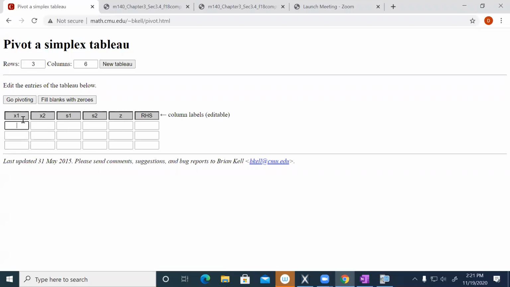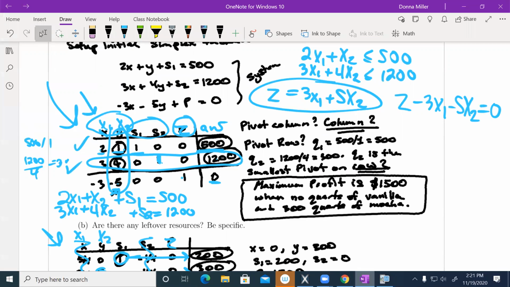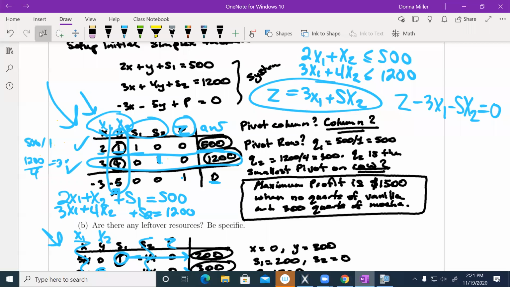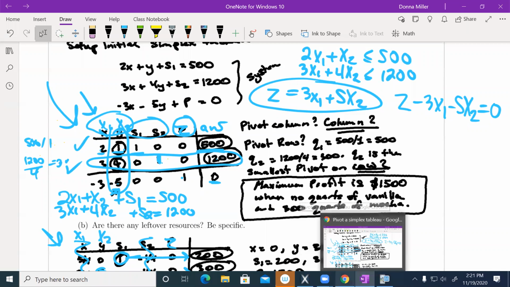All right, so let me enter the matrix. I have to go back and look at it. First row: 2, 1, 1, 0, 0, 500. Okay, I'm sorry, let me redo that. 1, 1, 0, 0, 500. Second row: 3, 4, 0, 1, 0, 1200.